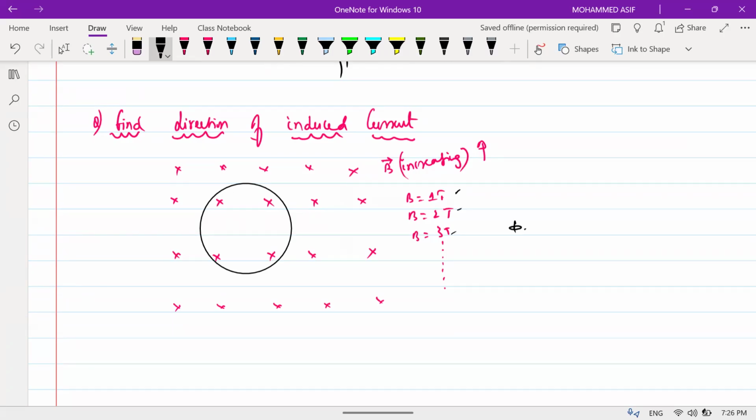And you know that flux equals B dot A. So flux will be B into the area of the coil, which is πR², where this is the conducting wire of radius R. So this will be the flux. Now I need to calculate the direction of current. Can anyone tell me what will be the direction of the current?